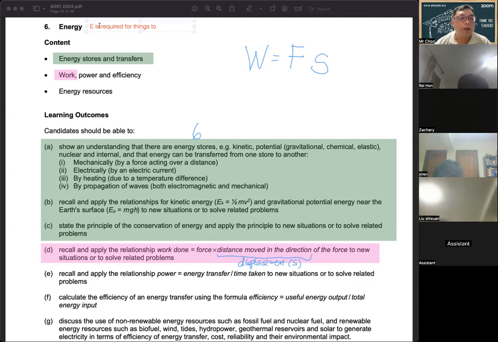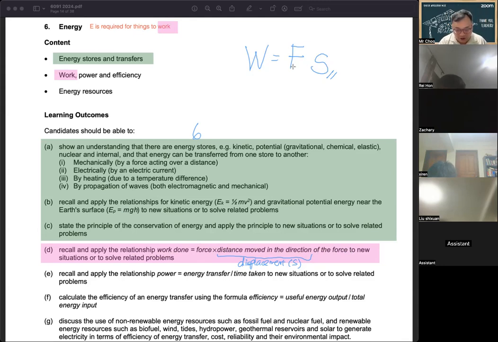Energy is required for things to work. So we are looking at this term called work. What does work mean? Work is force multiplied by the distance moved in the same direction of the force. So work is equal to force times displacement. This displacement has to be in the same direction as this force, so I put a parallel line here because this S has to be in the same direction as the force. So far, okay?